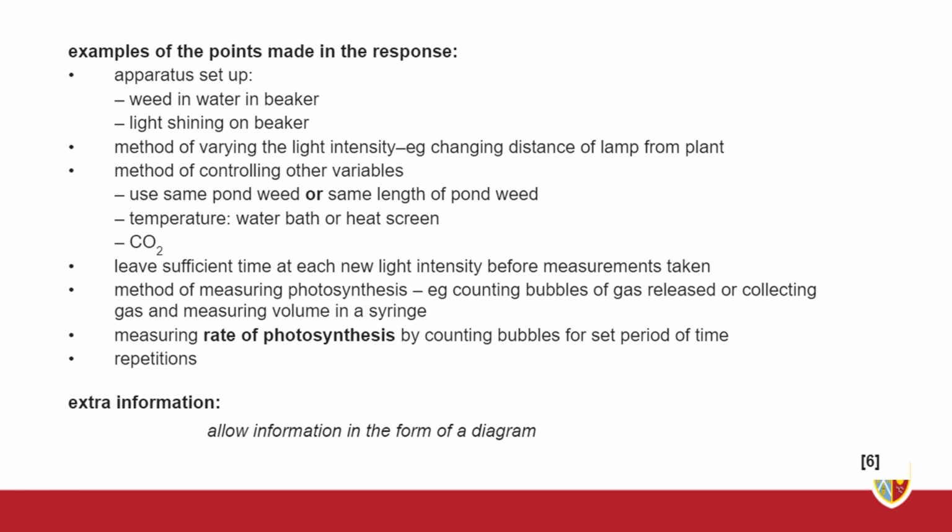Okay, a method of measuring photosynthesis. So you could either have talked about counting bubbles or measuring the gas released. Measuring the rate of photosynthesis by counting bubbles for a set period of time. So this is rate. And without mentioning rate, you can't be in the 5 or 6 mark band. It's about how many bubbles or how much gas was made in your 1 minute or in your 5 minutes. It's a rate, not just a number. And any repeats gets you a mark as well.